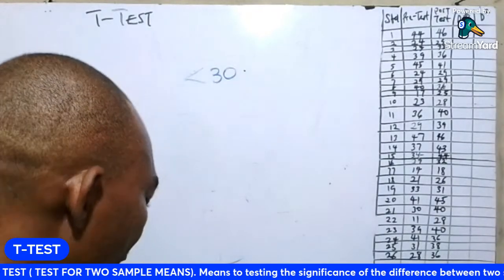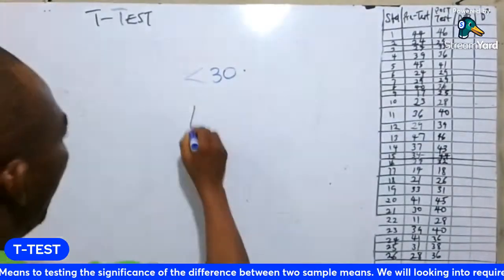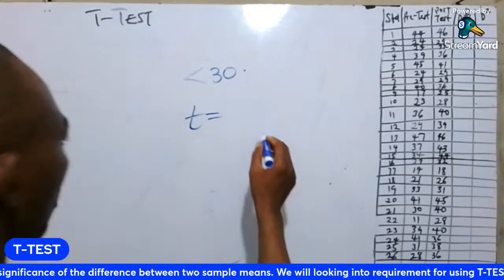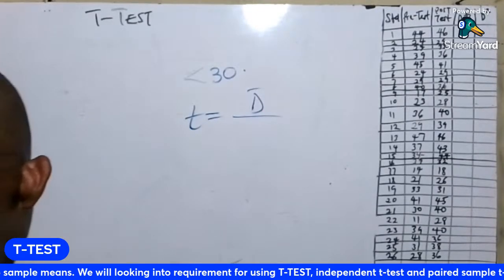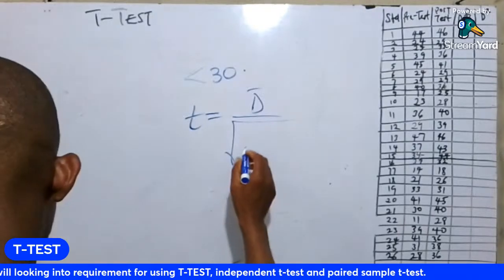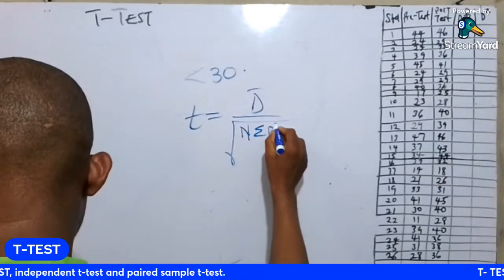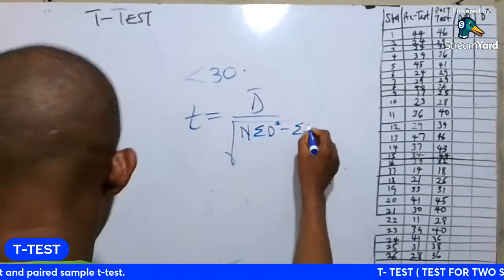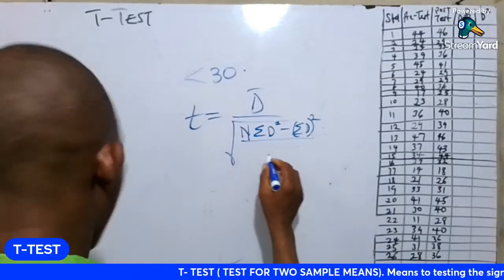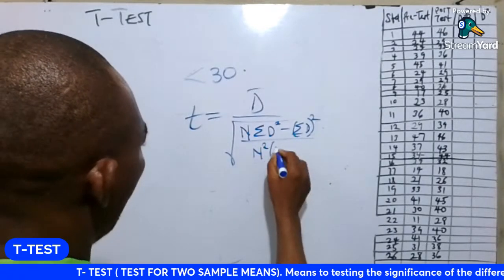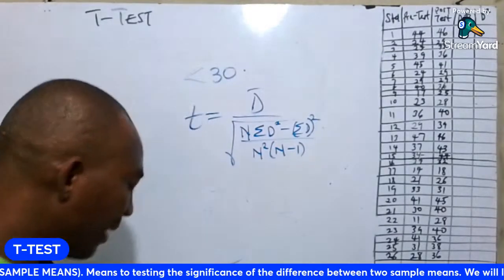And they said if it is lesser than 30, what formula are we using? So I'm going to put the formula here now. t equals the difference, D bar, over the square root of the sample summation D square minus summation D all square over the sample size, everything over n times n minus 1. That is the formula if it is lesser.